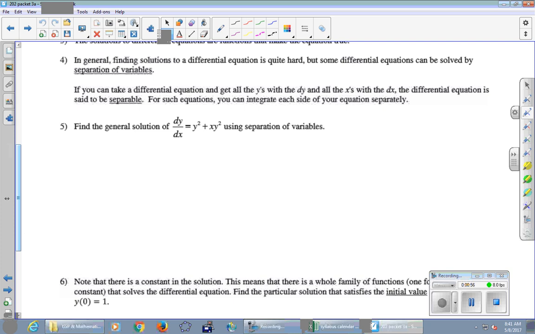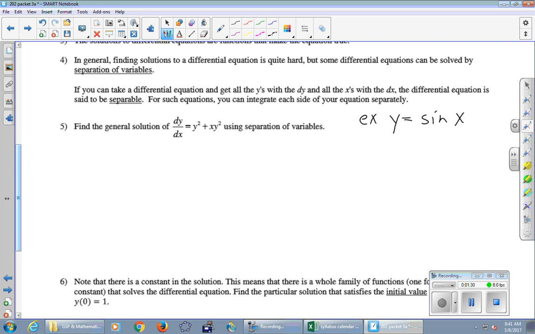We're going to solve this differential equation right here: dy/dx equals y squared plus x times y squared. What it means to solve that differential equation is to find a function y. For example, maybe y is equal to sine of x. I'm just making something up. We're looking for a function y where if you take the derivative of y, you get exactly the same as y squared, that's the original thing squared, plus x times y squared.